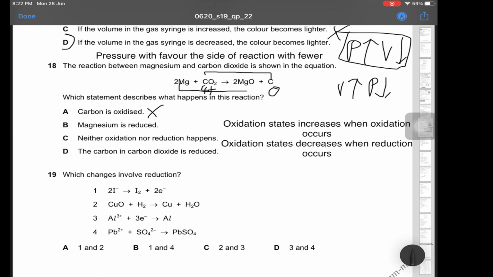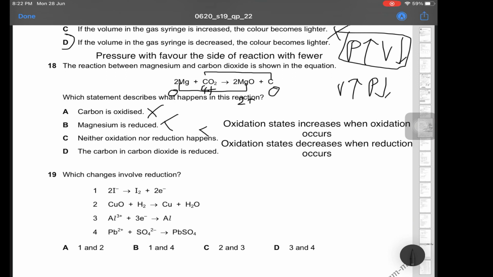And here, magnesium is reduced. Here, as you can see, magnesium is 0 at the reactant side, but here is 2 plus. So the oxidation state increases when oxidation occurs. So magnesium is oxidized instead of being reduced. And by the way, oxidation can also be said to be the addition of oxygen. And 18, C, neither oxidation nor reduction happens. This is wrong because this is actually a redox reaction. So C is also wrong.